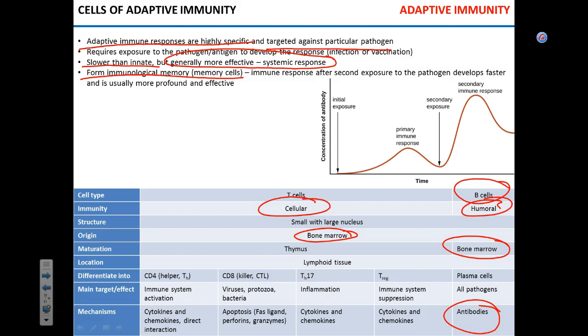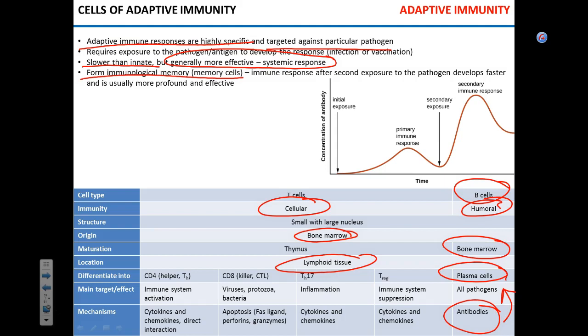Anyway, when B cells mature in the bone marrow, they seed lymphoid tissue, which is lymph nodes and spleen, and then upon the exposure to the pathogen, they differentiate into plasma cells. And plasma cells produce antibodies. They can target virtually any pathogens you can have antibodies against. Viruses, bacteria, protozoa, fungi, anything. We're clear? Does that make sense?